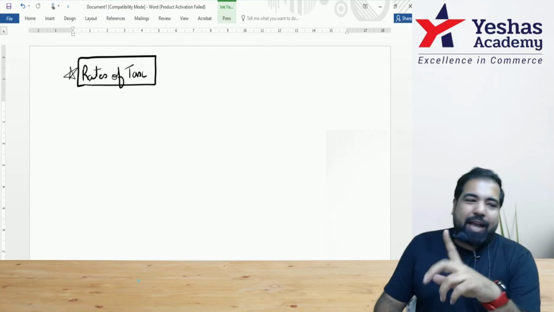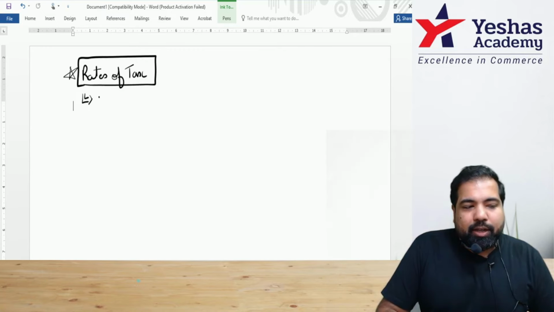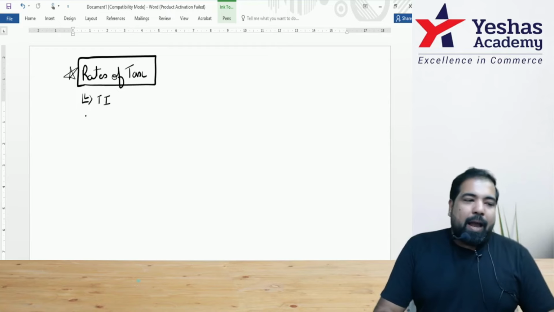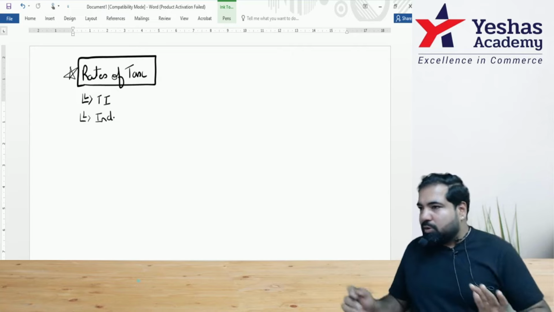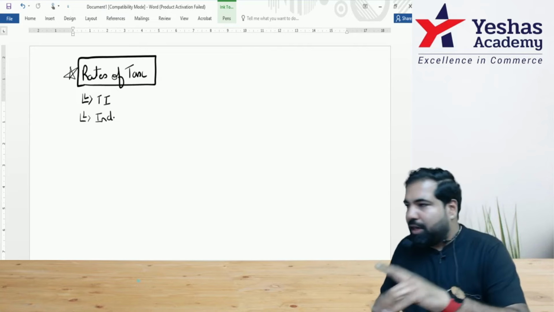But guys, rates of tax only works on the concept of total income. Which income do we need? And mainly in your exam, guys, it will be total income and rates of tax of which person? Individual. So while we do others also, we'll focus on individual more.